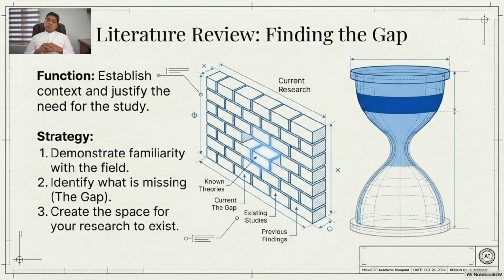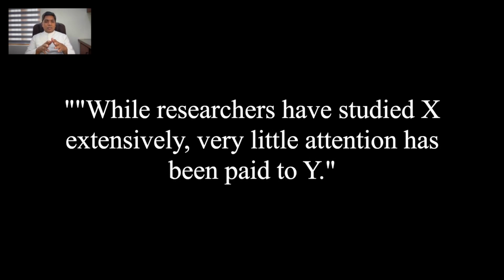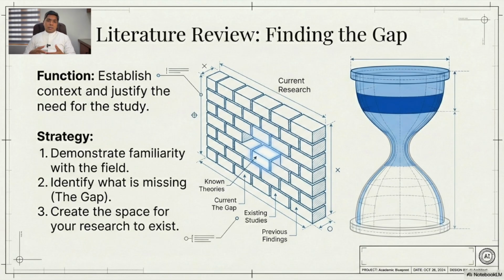Second, it justifies your study. By identifying gaps in existing research, you show why your work is necessary or why your work is important. For example, while researchers have studied X extensively, very little attention has been paid to why, and that's why I'm going to do research about the why. Third, it demonstrates your expertise. By engaging thoroughly with the scholarship in your field, you show the examiners that you are qualified to conduct this research. So that is also one of the functions of a review of literature.